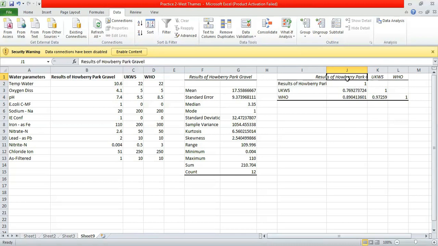So for result of Howberry, we have 1 to 1. Howberry to Howberry correlation is 1 because actually this is the same data. But now the point of this correlation analysis is to be able to correlate our Howberry data with that of UK and WHO. Okay, so these are standards.